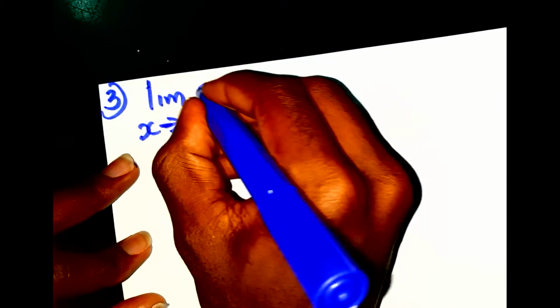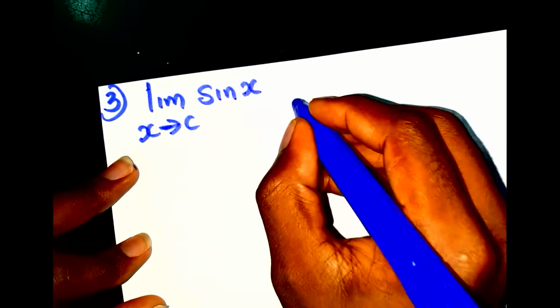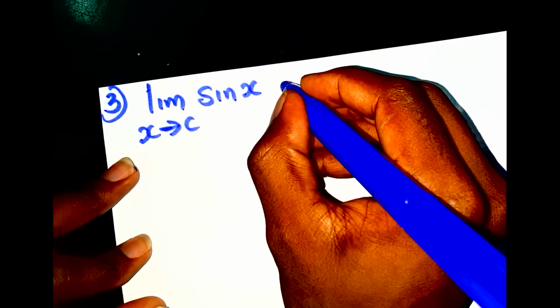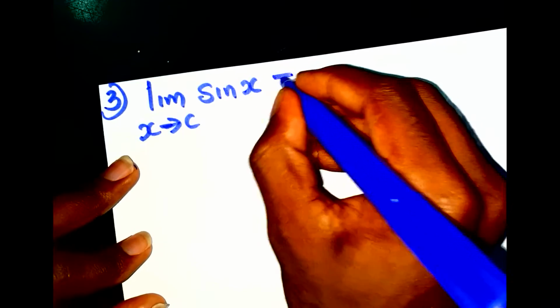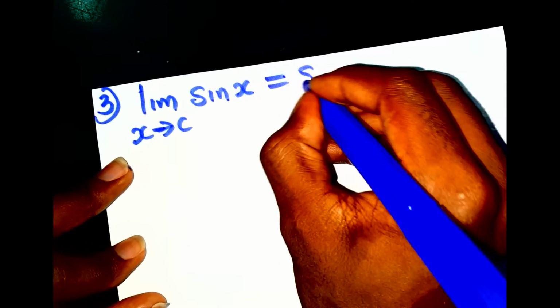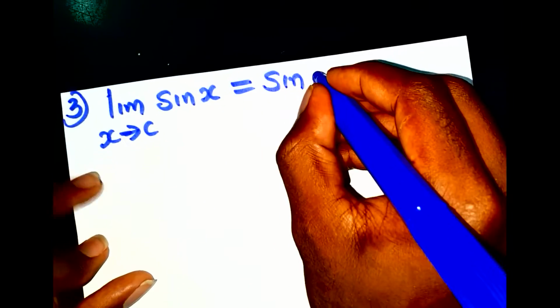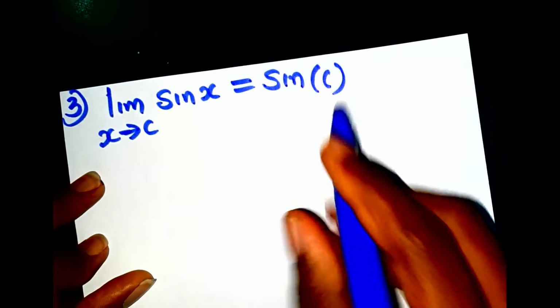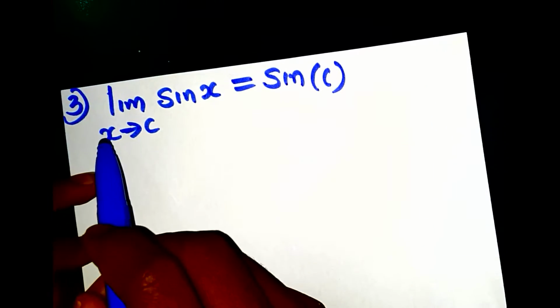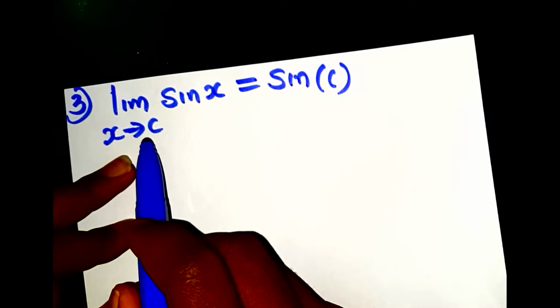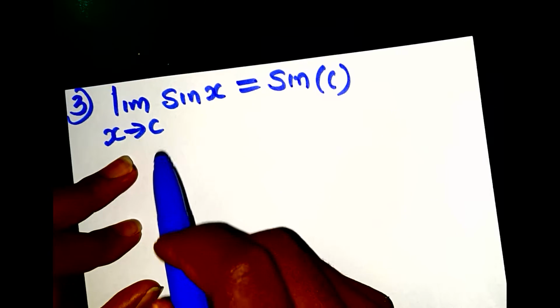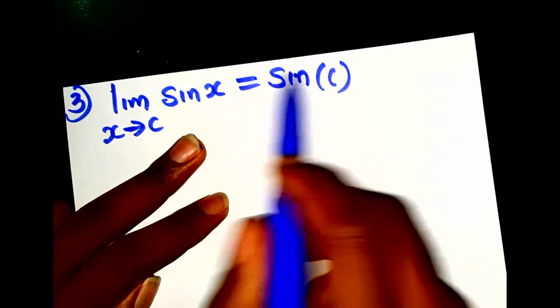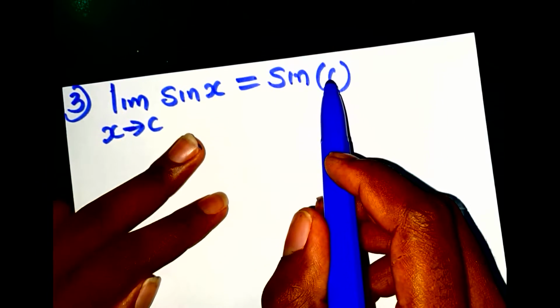In the first example, I have limit x tends to c of sine x. Our answer is sine c. Why is it c? I told you that anything x is tending to, you just have to replace x with it. Because x is tending to c, you have to replace this x with c. That's how we got this c here.